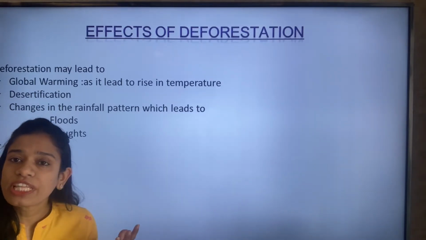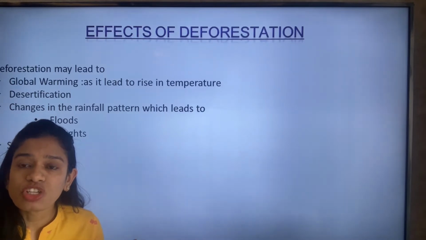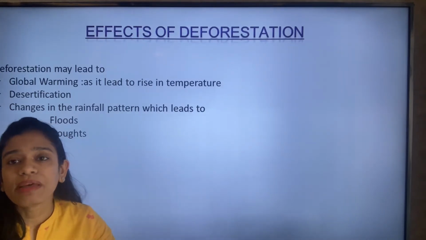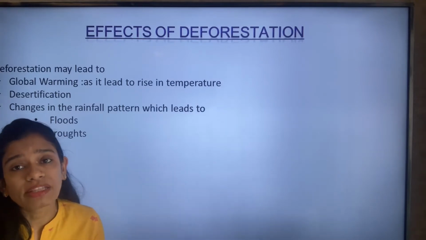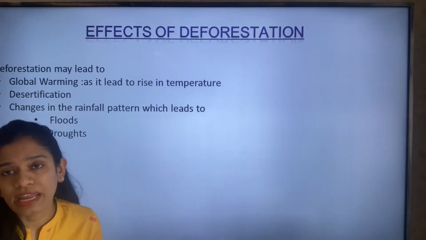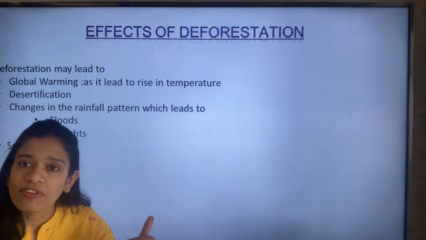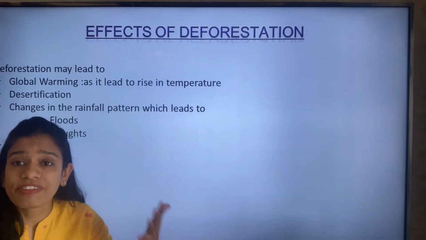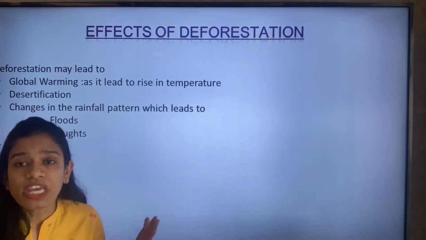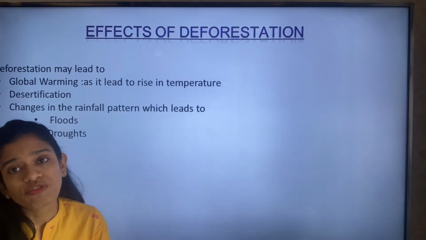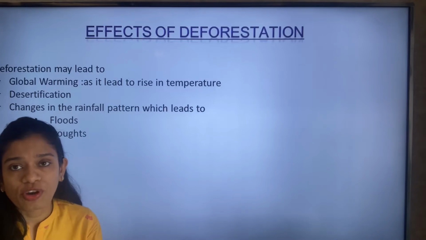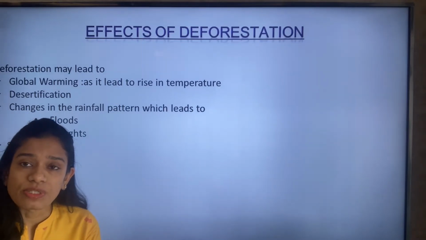So we have to think of ways and measures in order to bring them back, to reforest, to bring back the forest and the wild animals. Whatever we have lost is fine, but whatever is there we have to preserve, so that there is no further degradation of the forest and the flora and fauna of the habitat or ecosystem.